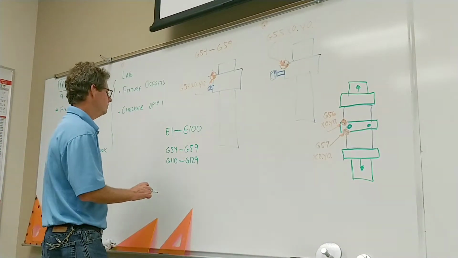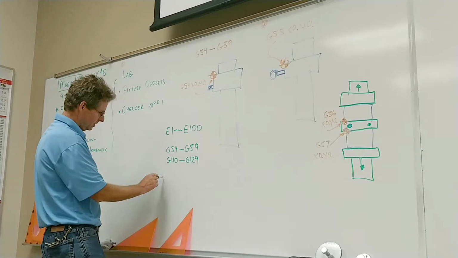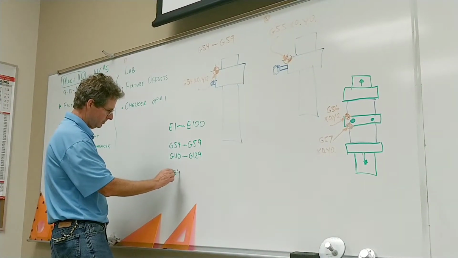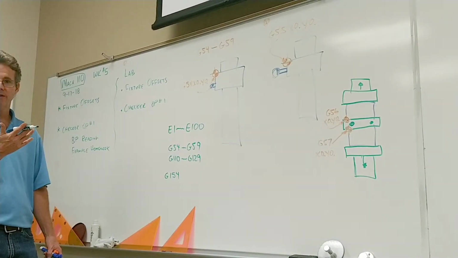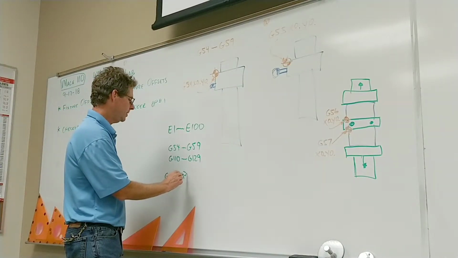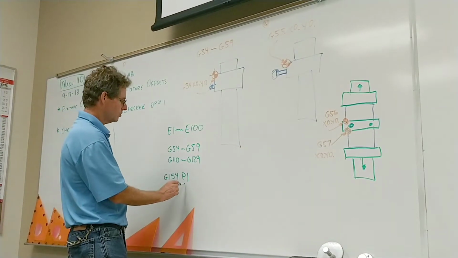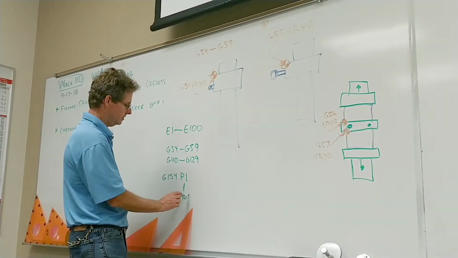Anyway, newer Haases also support the same system, but they changed it around a little bit. They use G154. That's what all of our Haases have. In G154, they used a P for the modifier. And so P1 goes all the way to, on a standard Haas, P100.